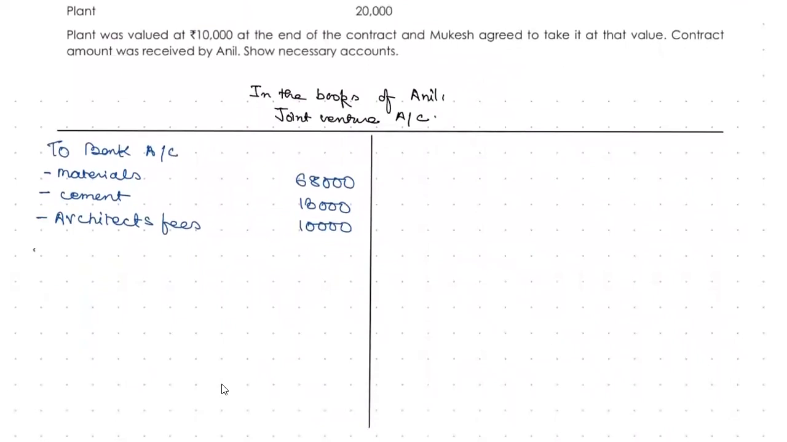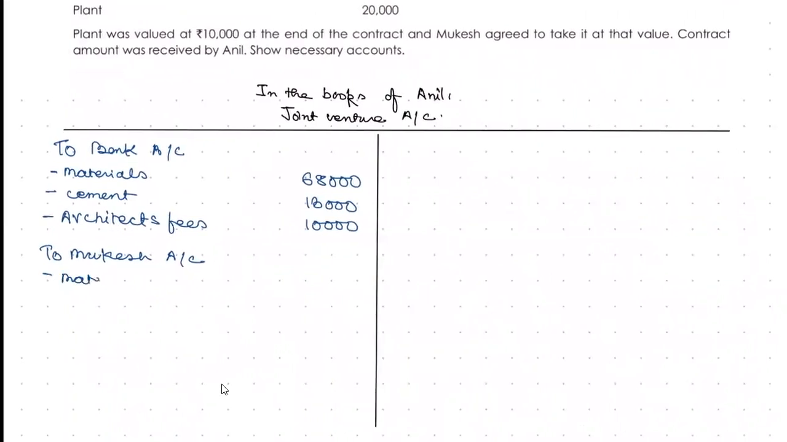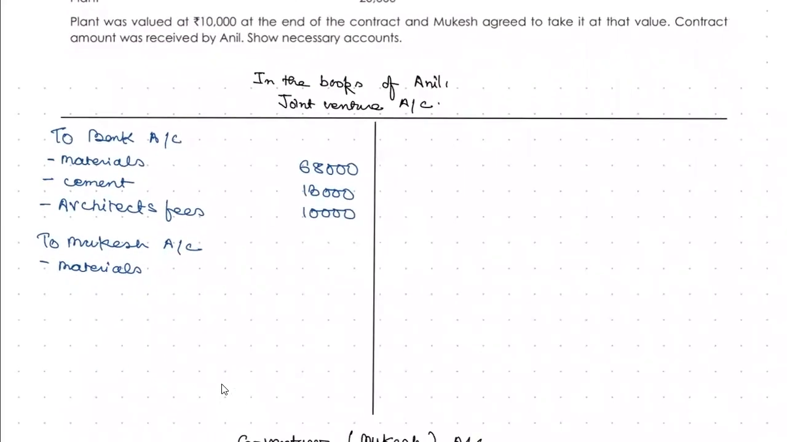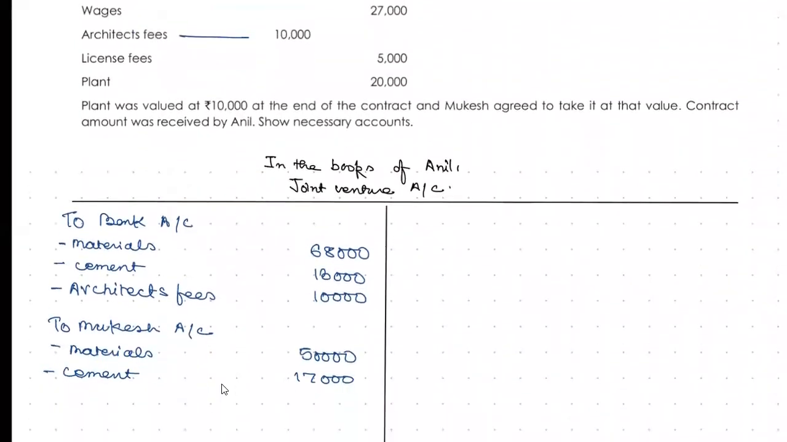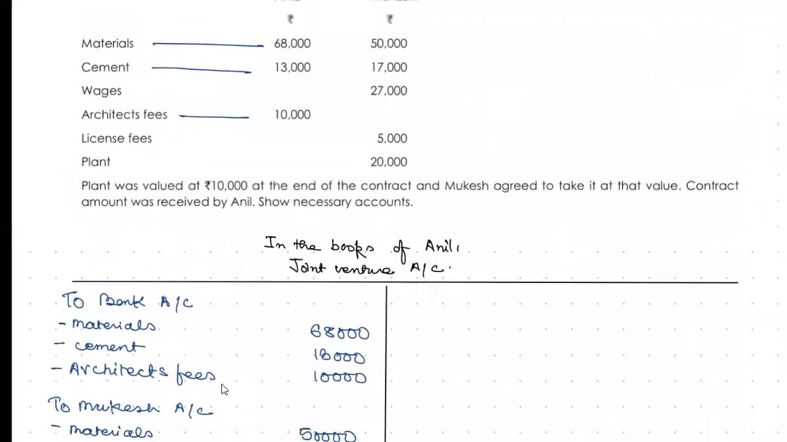चलिए, अब मुकेश का आएगा तो डायरेक्ट राइट मुकेश अकाउंट, to Mukesh account. He has done materials, 50,000. Cement, 17,000. He has paid wages as well, 27,000.